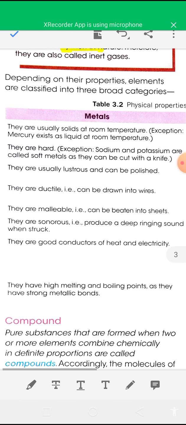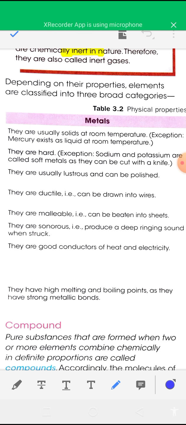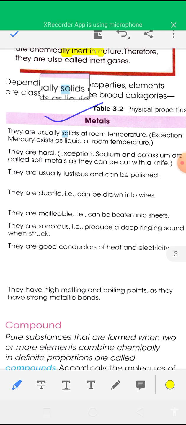Metals are usually solid at room temperature. There are some exceptions also, like mercury, which is a metal but exists as a liquid. Only mercury exists as a liquid at room temperature, but all the other metals exist in the solid state.